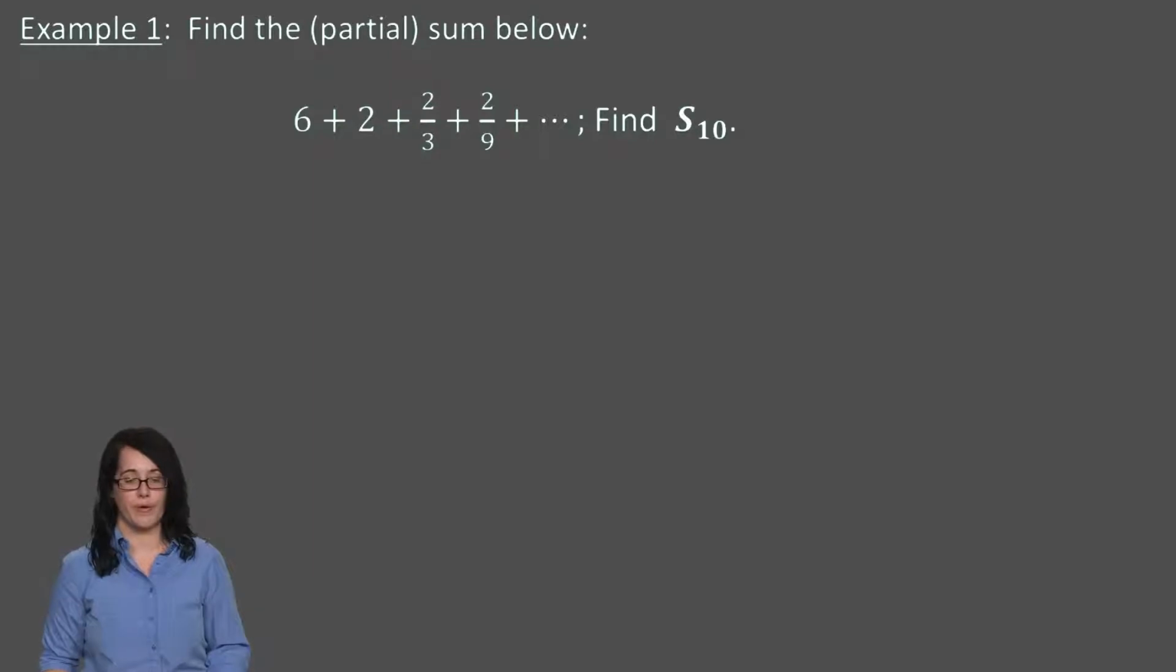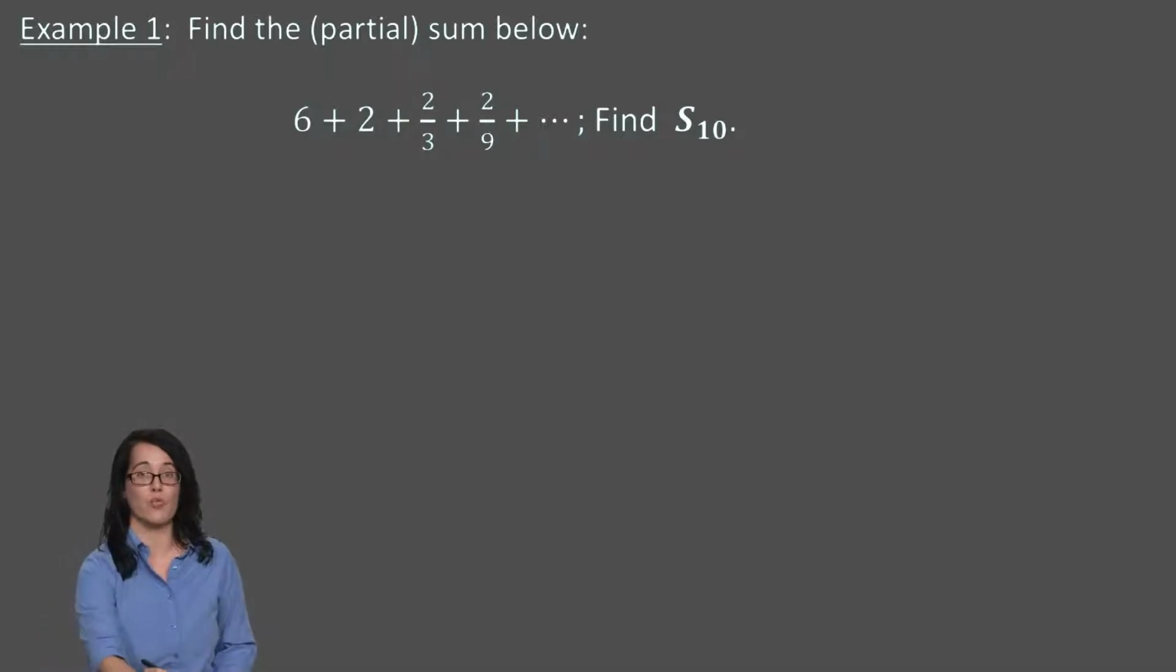It says, example 1, find the partial, meaning not for infinity, but just the first however many terms. Find the partial sum below. 6 plus 2 plus 2 over 3 plus 2 over 9 plus ... Now, before I keep reading, I want to point out that if it stopped there, plus ... and that was the end of the statement, then that would be asking you to find an infinite sum that goes on forever. But notice after the semicolon, it says, find S sub 10. So again, they're asking you to find the sum of the first 10 terms only. So not forever, stop at 10.